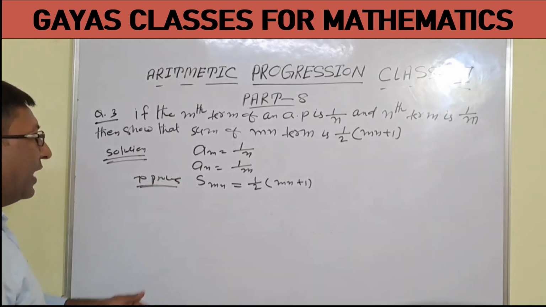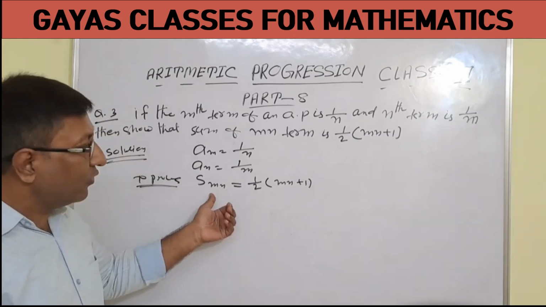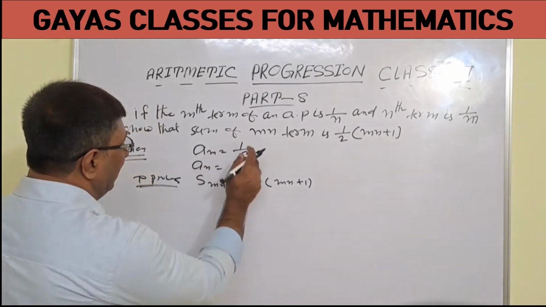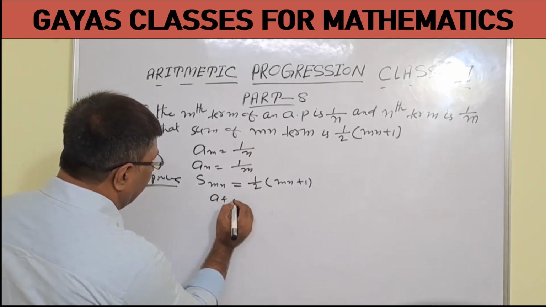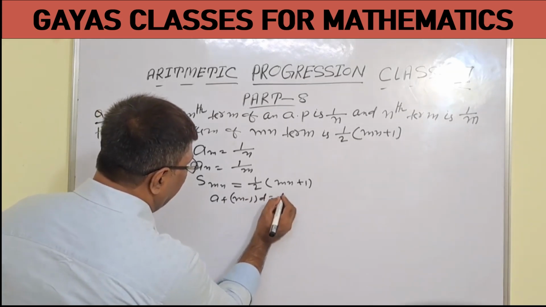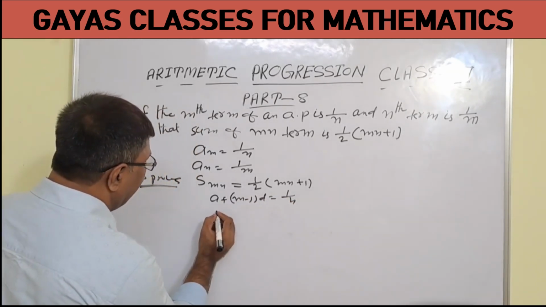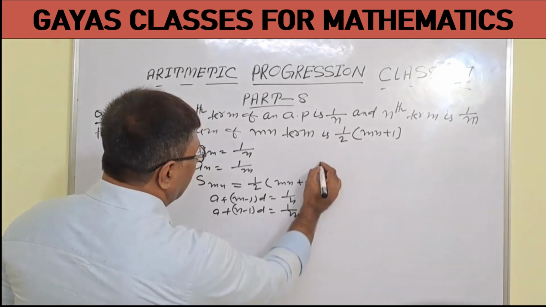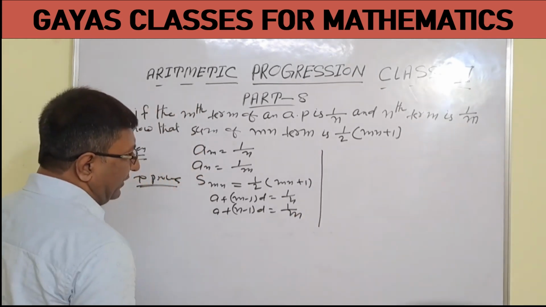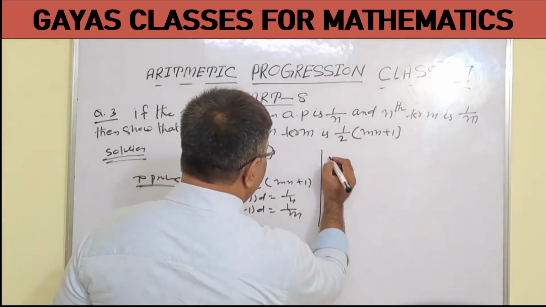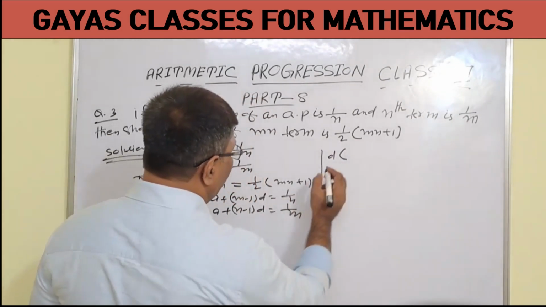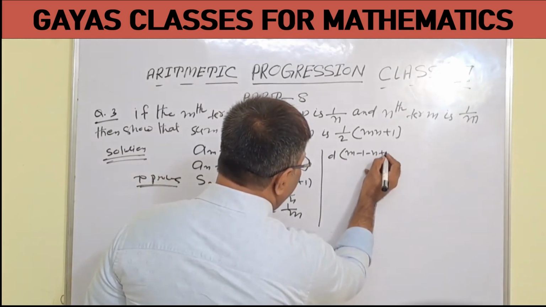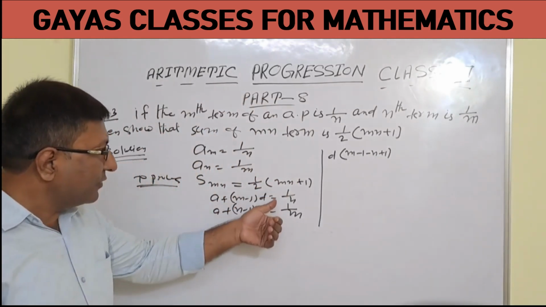So to prove the sum of mn terms equals half into mn plus 1, from the first, you know am is 1 by n. So we can write a plus m minus 1 into d is 1 by n. And here next, a plus n minus 1 into d is what? 1 by m. So from these two equations, when we subtract, a minus a is cancelled out. So we can take d into m minus 1 and minus n minus 1, so this is minus n plus 1, right? So subtracting first minus second.